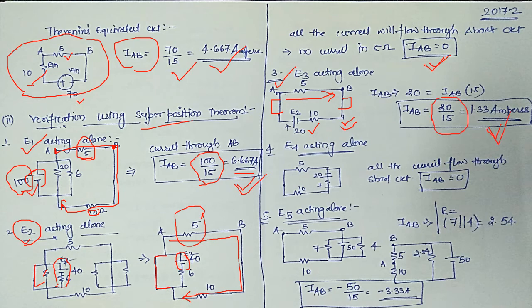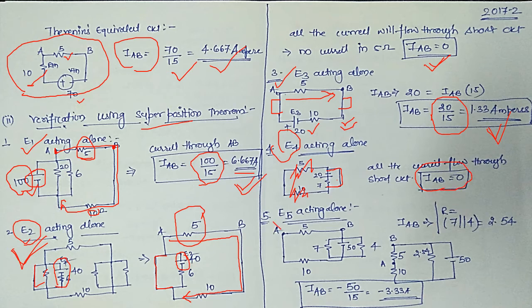Now E4 acting alone. E4 acting alone is the same case as E2 acting alone. Look at here, everything is short circuited. Because of this E4, all the current will pass through this loop, and there will not be any current in this branch as well as in this branch. So because of this you will find AB current is 0.